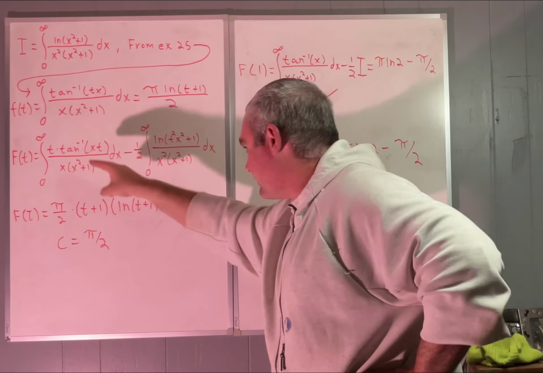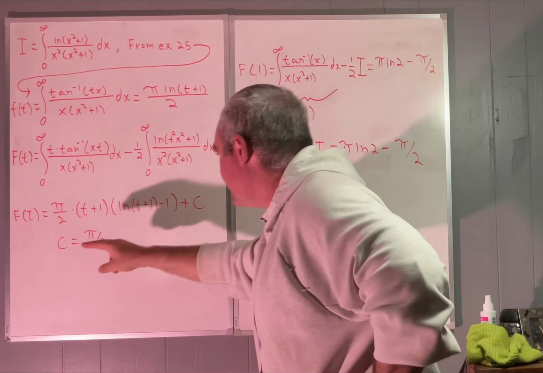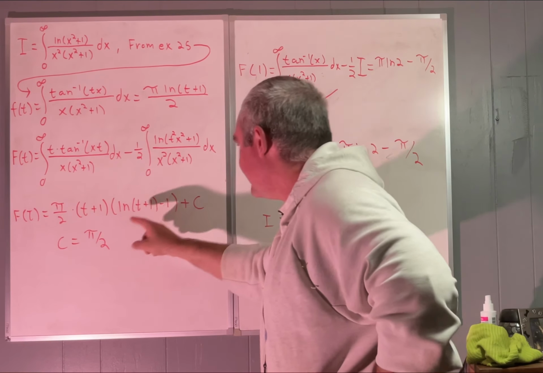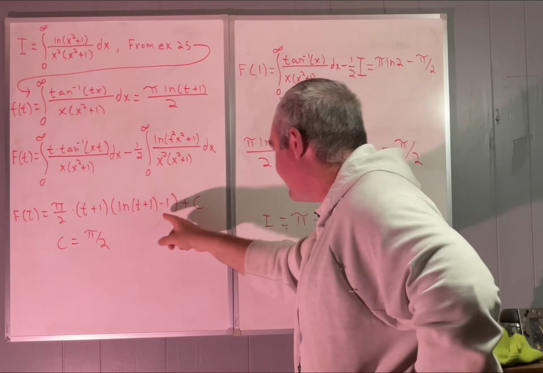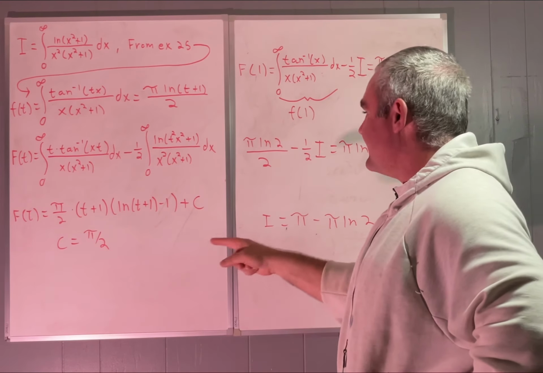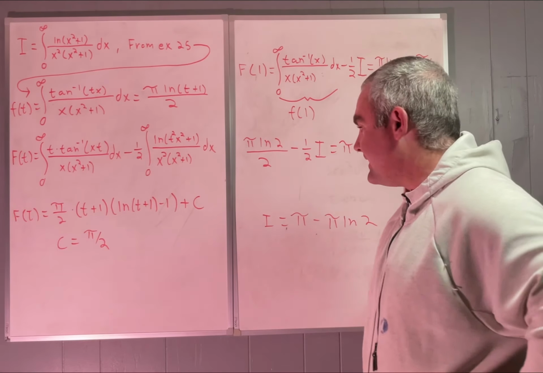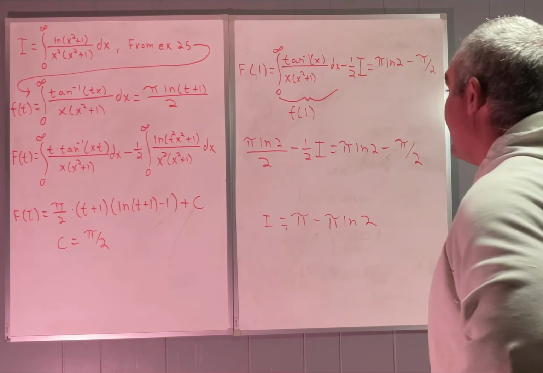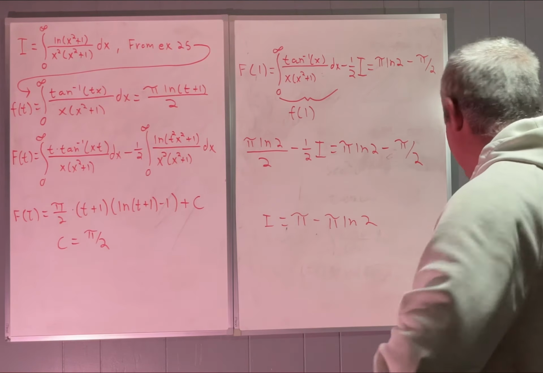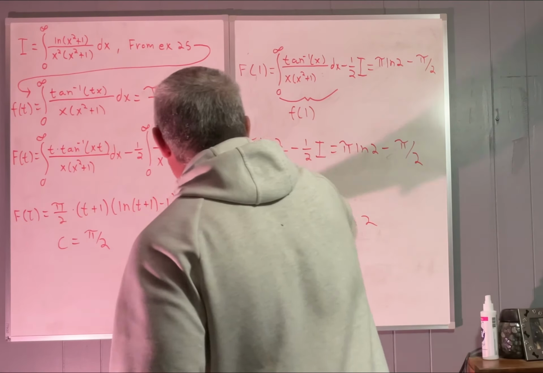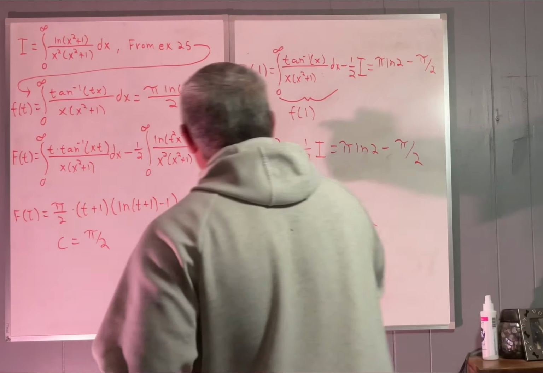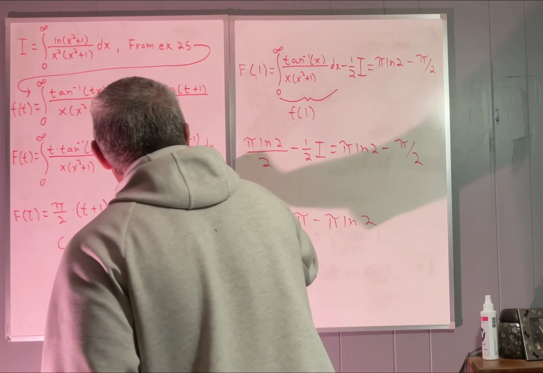Giving you that 0 is equal to pi over 2 times 1 times, let's see, that would be negative 1, plus c. In other words, 0 is equal to negative pi over 2 plus c, giving you c is equal to pi over 2. So that's how I got that c is equal to pi over 2. I'll just write it right here.